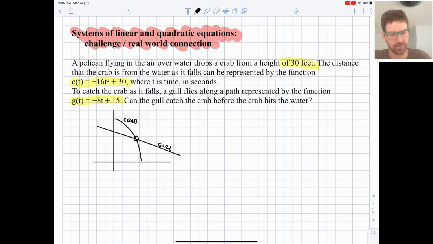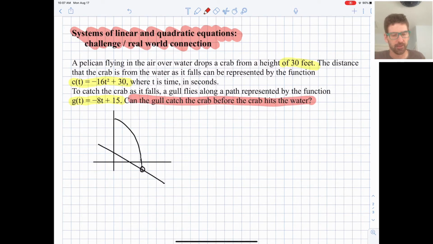Alternatively, I suppose they could intersect down here, which means that the two paths the animals are following intersect, but that would mean that the gull wouldn't be able to catch the crab because it would be underwater, and we're being asked, can the gull catch the crab before it hits the water? So if we have the solution I have drawn right here, the answer would be no. The gull would not be able to catch the crab before it hits the water. So anyway, we have to find the intersection point. Let's go ahead and do that.